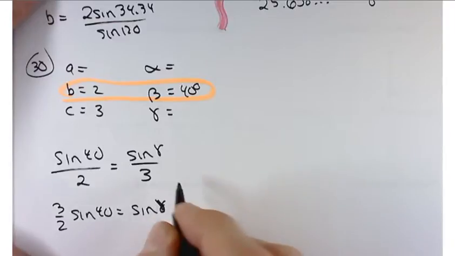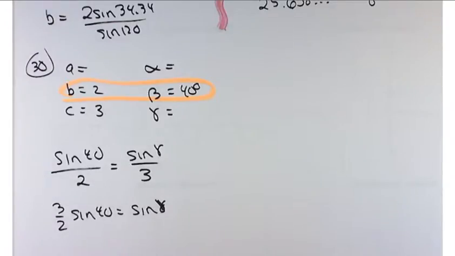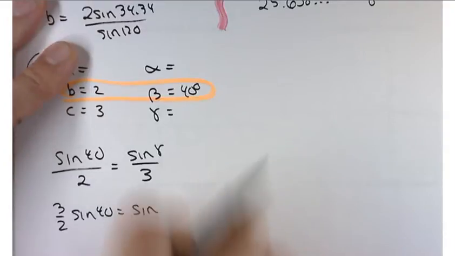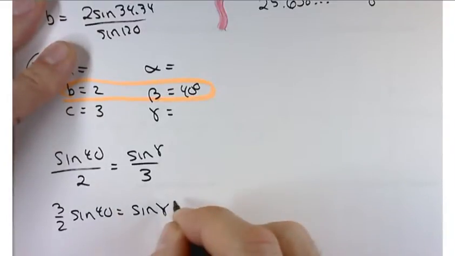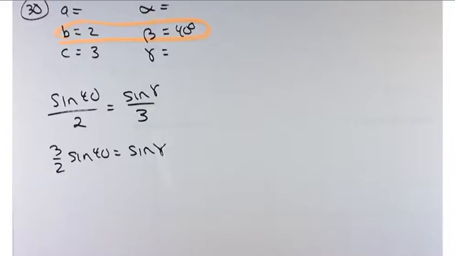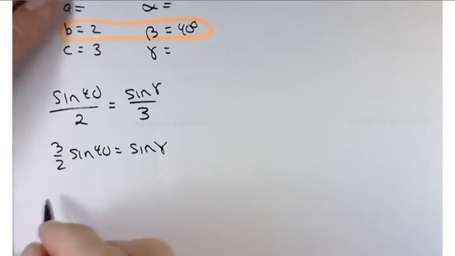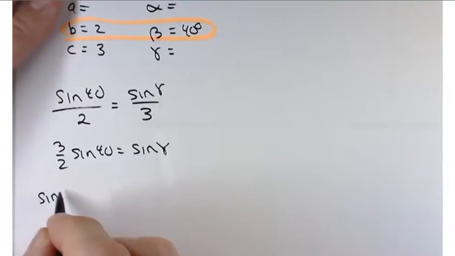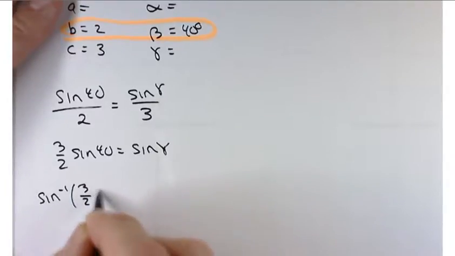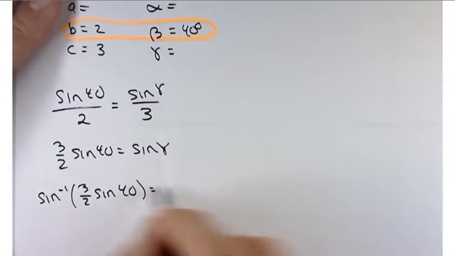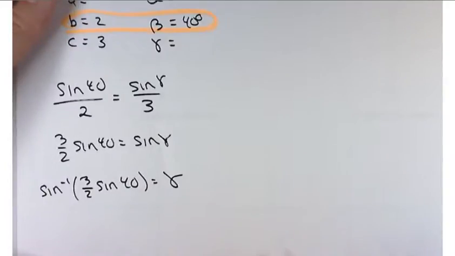That's a rotten gamma. Whatever. How am I going to solve for gamma here? I should call on Anna to solve for gamma. I like that. A little poetry here. Go ahead. Take the inverse sine of both sides. Good. And let's just cut to the chase. The inverse sine of 3 halves of sine of 40, that's going to equal gamma. Thanks, Anna.